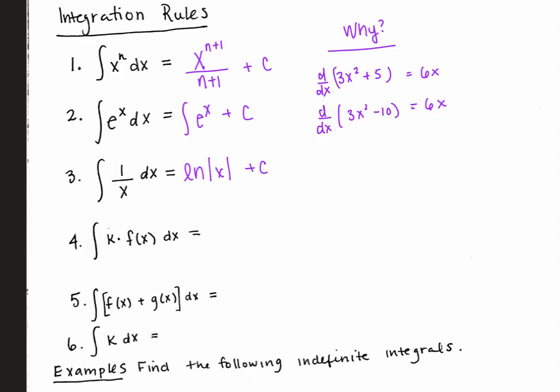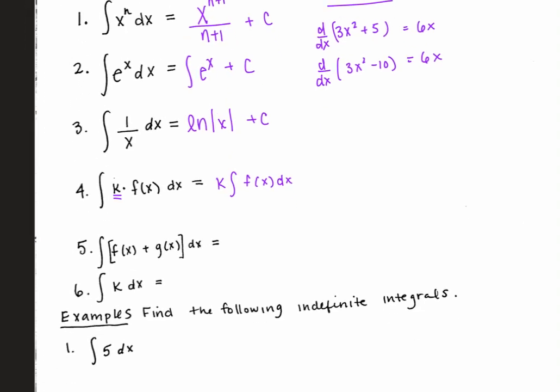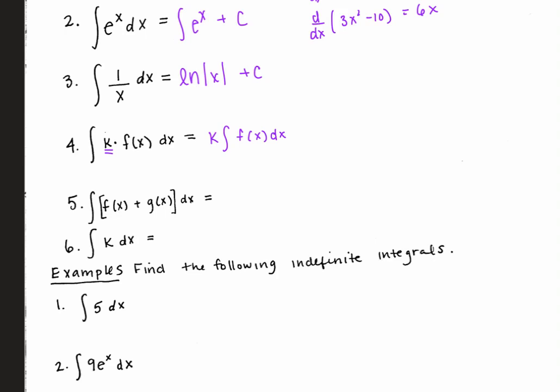The next 3 rules are just some properties of integrals that will help you take integrals when they get a little more complicated. So rule number 4, if there's a constant out front, you can take it out of the integral before you apply one of the rules from steps 1 through 3. That'll make your life a little bit easier. Also, if you're adding 2 different functions together, you can break it apart so that you're taking the integral of f of x first, and then you take the integral of g of x second.